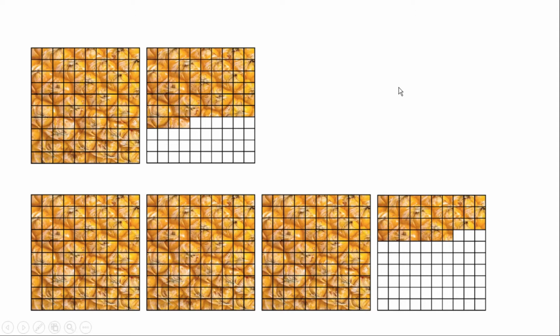Well, how many wholes? We've got 1 whole. How many tenths? Remember, tenths are the sticks that go all the way across. We've got 6 tenths. And how many hundredths? 4. 1 whole, 6 tenths, 4 hundredths. We'd write that as 1.64. And how would we do the one on the bottom?